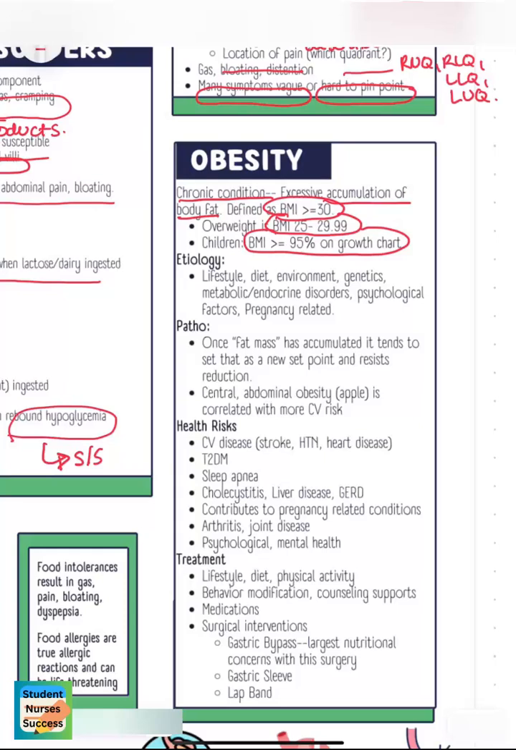As far as the causes of obesity, we see a multitude of causes. Some are lifestyle and diet, some are environmental. Maybe you don't have access to good healthy foods, to high quality foods. Some of it's genetics; it just runs in your family. We know that there are metabolic and endocrine disorders that increase weight as well.